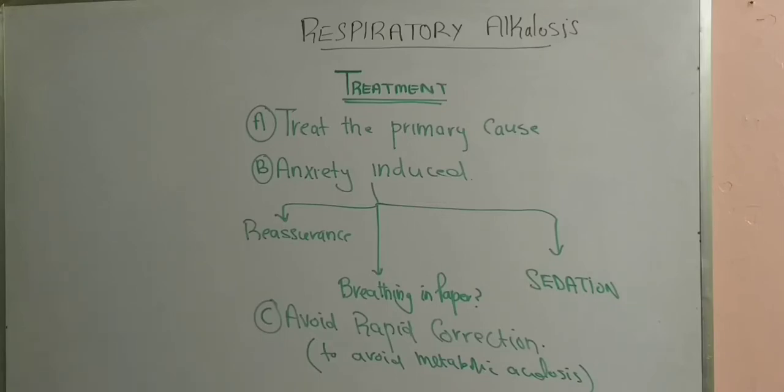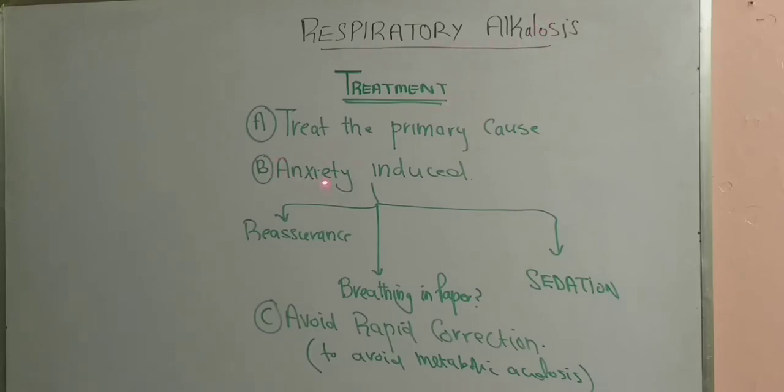Now once we have diagnosed that the case is of respiratory alkalosis, we are to go for the treatment of respiratory alkalosis. First of all, we try to treat the primary cause. Whatever has caused the problem, we are to go after that cause. For example, if there is a CNS infection, for example, the patient is suffering from meningitis or encephalitis, and if we treat that primary reason, ultimately the respiratory alkalosis will settle down.